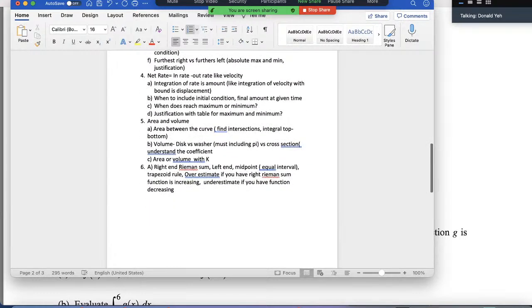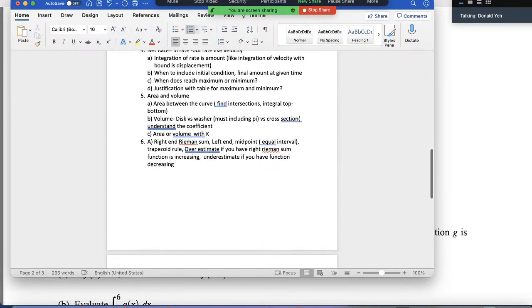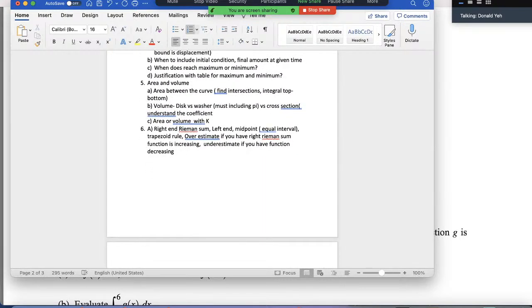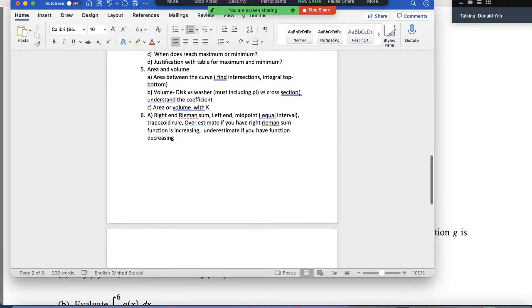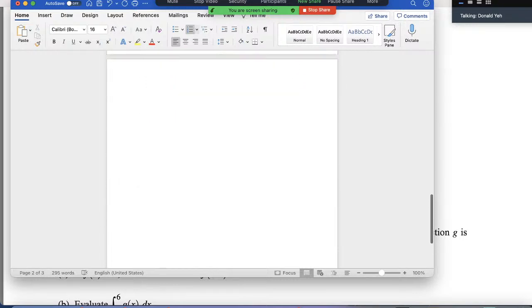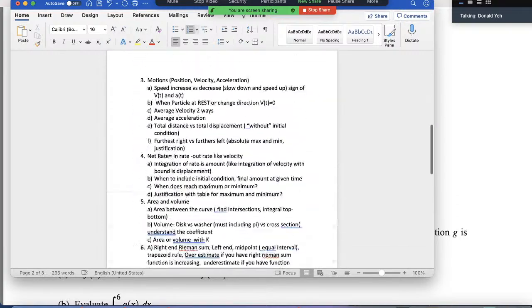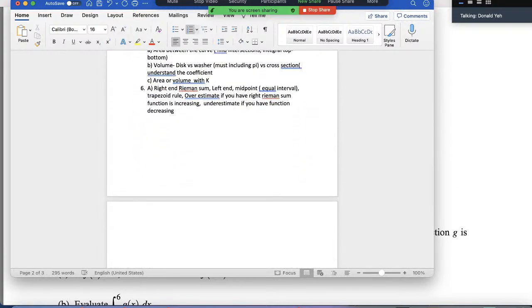Area and volume is the fifth one, which is area and cross sections, volumes, and stuff like that. Sixth, the right-end Riemann sum, left-end Riemann sum, midpoint, and trapezoid rule, overestimate if you have right, and so on. So that's my prediction for six questions here. Now they can have more, so I'm going to put down a subtopic. The subtopic is implicit derivative.